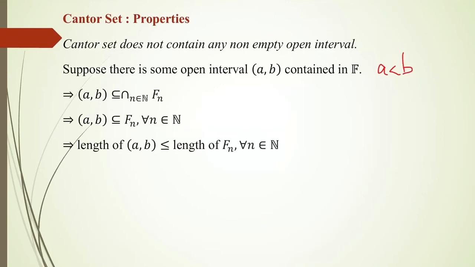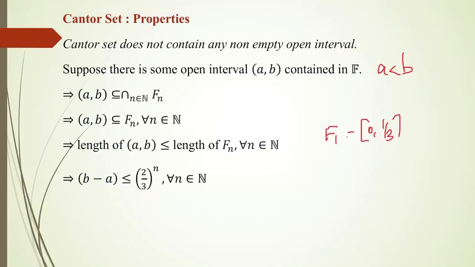So we can say that the length of (a, b) is nothing but b - a and the length of Fn is (2/3)ⁿ, because F1 is [0, 1/3] union [2/3, 1]. So its length is 2/3. And in the next stage we will have 4 intervals. For F2 we have 4 intervals, each of them of length 1/9. So 4 times 1/9, 4/9, so (2/3)² and so on. So the length of Fn is (2/3)ⁿ.